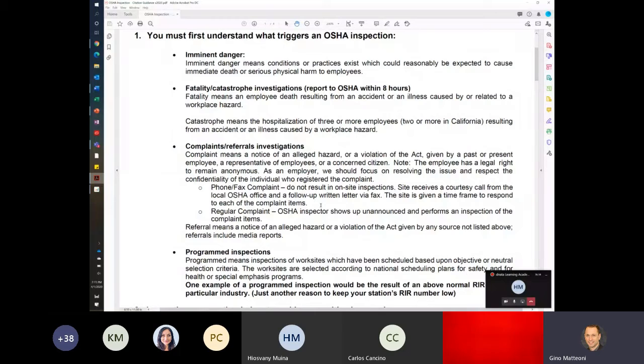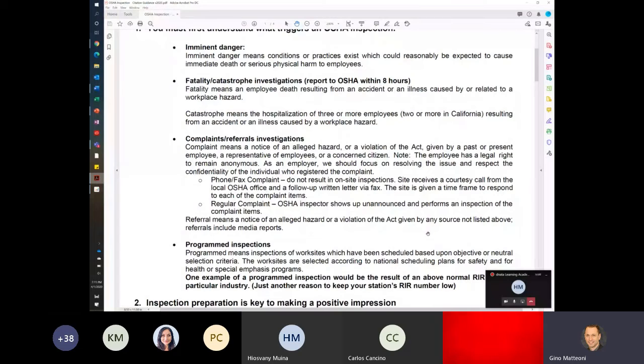That OSHA inspector, based on the call and the detail and the potential severity of risk that's being communicated, could resolve the complaint via a letter that we respond to remotely, or they could prompt a visit to the facility. And finally, probably the most broad, is a programmed inspection. It's a very general statement. They've got a lot of latitude to decide.